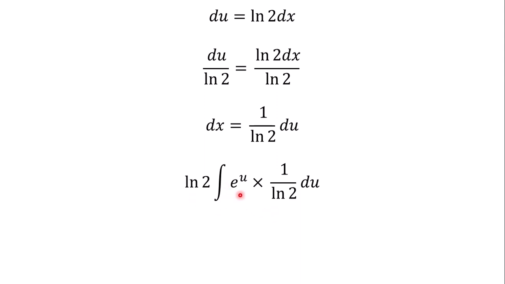ln2 integral e to the power u multiplied by 1 over ln2 du. Now this one too is a constant, so let's bring this one outside here. But mind you, when we bring it outside here, it multiplies this one. So one over ln2 multiplied by ln2. Now this and this will cancel out, and we will be left with integral e to the power u du.